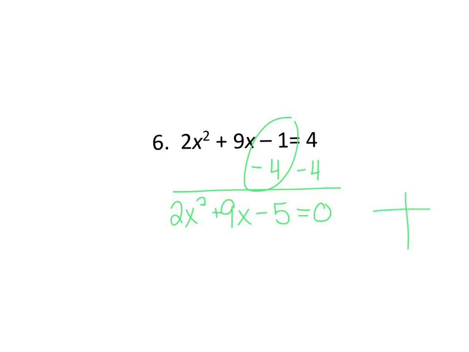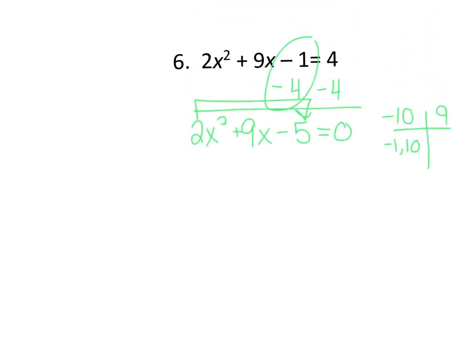There's no GCF, so I'm looking for factors of a times c, negative 10, that add up to positive 9. They are negative 1 and positive 10. I know one has to be positive and one has to be negative because the product is negative. Because they have to add up to a positive 9, I know the number with the higher absolute value has to be positive. If I flip these signs, they would add up to negative 9.